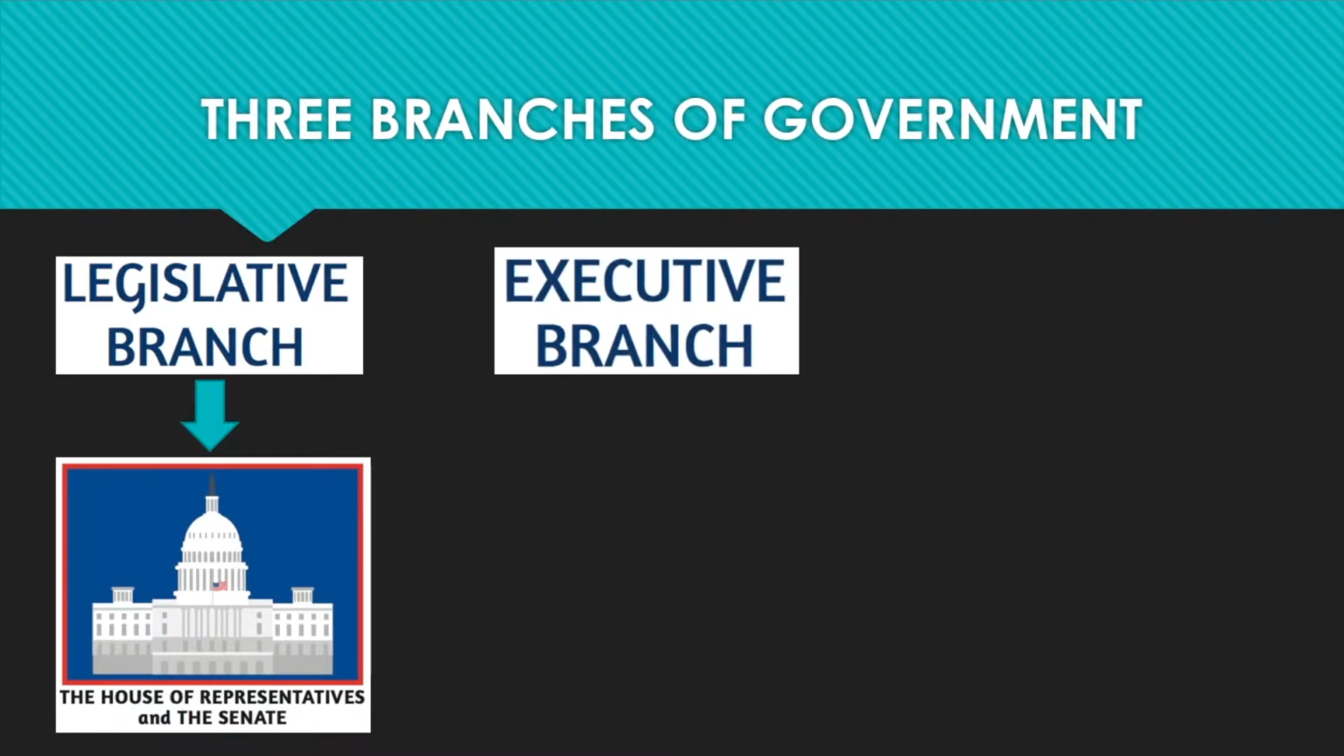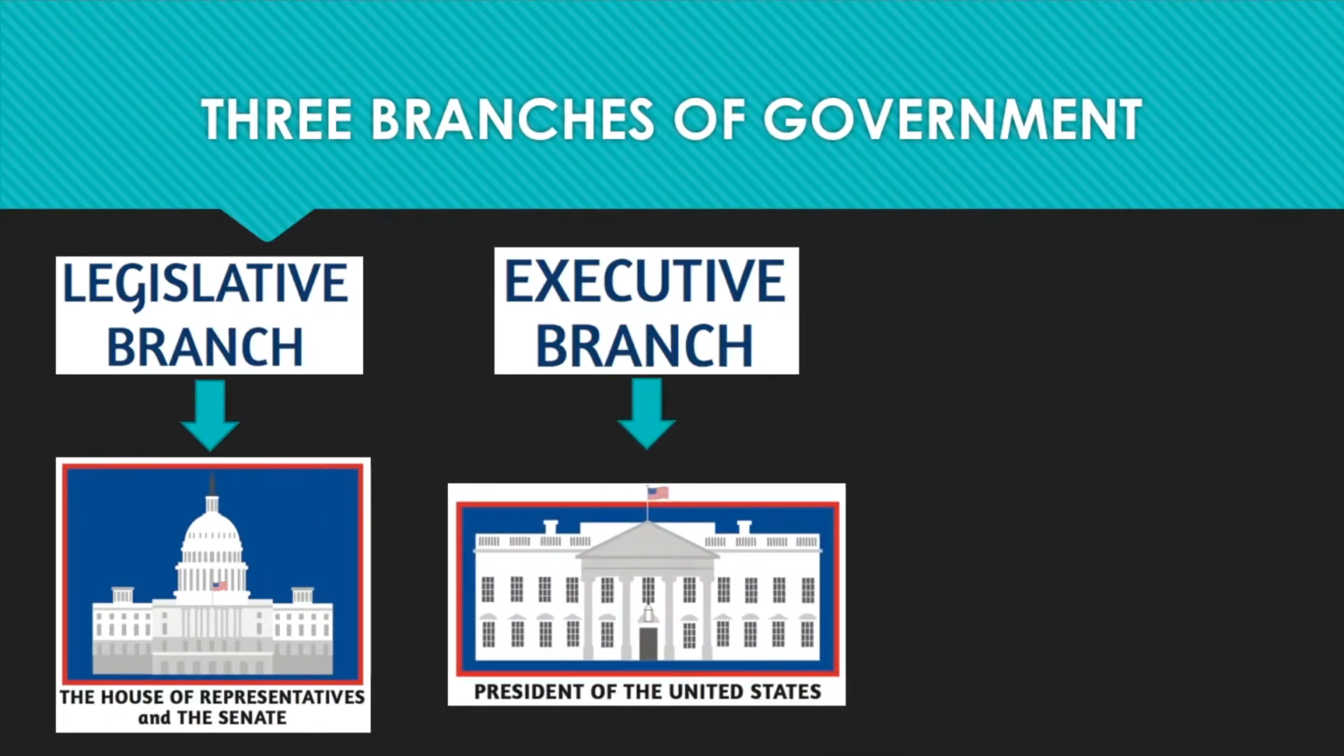The next branch we're going to talk about is the executive branch. One person usually comes to mind when we think of the executive branch. Who do we usually think of? If you're saying the President of the United States, you are correct. The executive branch leader is the President. They are the commander-in-chief of the military, and they're the ones who carry out the laws in many ways.